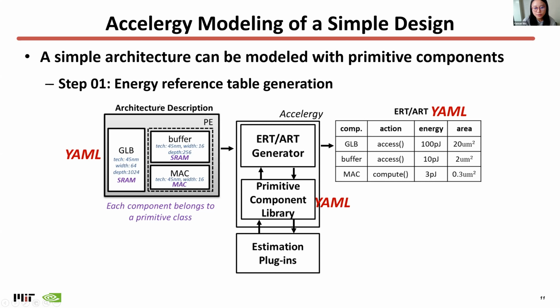And in order to represent the inputs, the primitive component library, and the outputs, we use the YAML format, just as Angshu showed in the previous part on Timeloop. So Accelergy will take in the YAML format description of the architecture. It will create the primitive component library to see what each primitive component class actually means, and create the estimation plugins to generate the energy and area reference tables, and then output the tables in YAML format as well. So let's take a look at the detailed description of the architecture, primitive component library, and the ERT and ART.